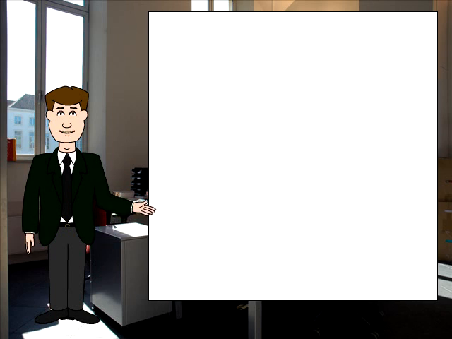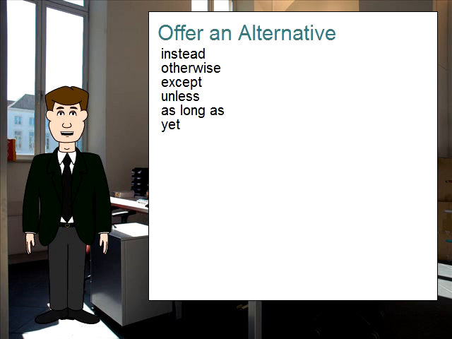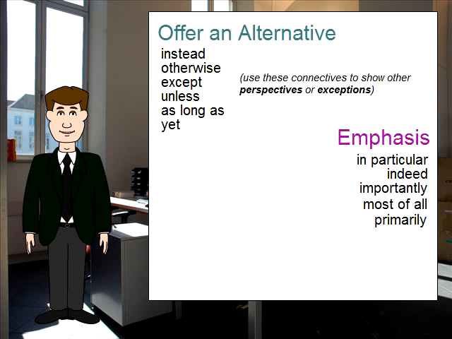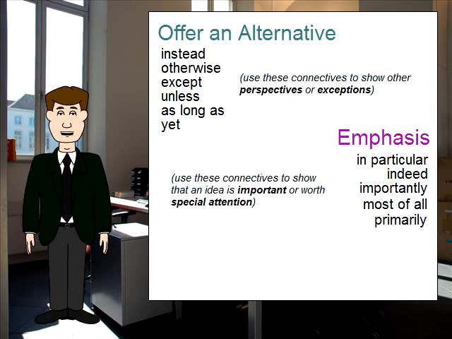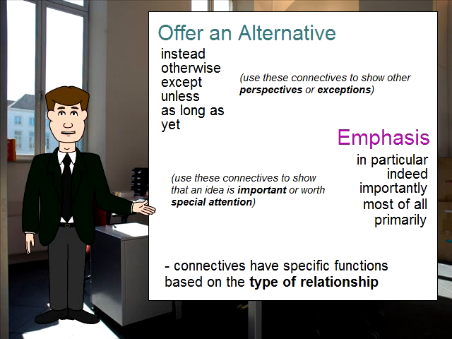Here are two more categories of examples. We have connectives that are used to offer an alternative. Use these to show a different perspective or an exception. Finally, some connectives are used when you want to emphasize an idea, such as when an idea is important or deserves special attention. I know this is a lot of examples, but the most important thing to remember is that all connectives have a purpose. Their function is based on the relationship they convey.